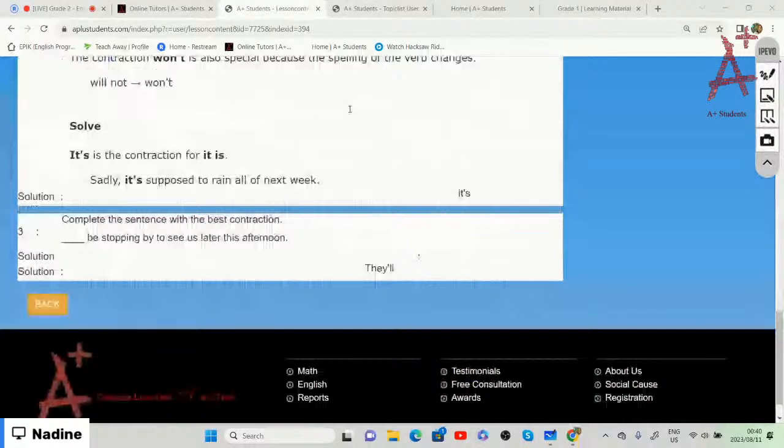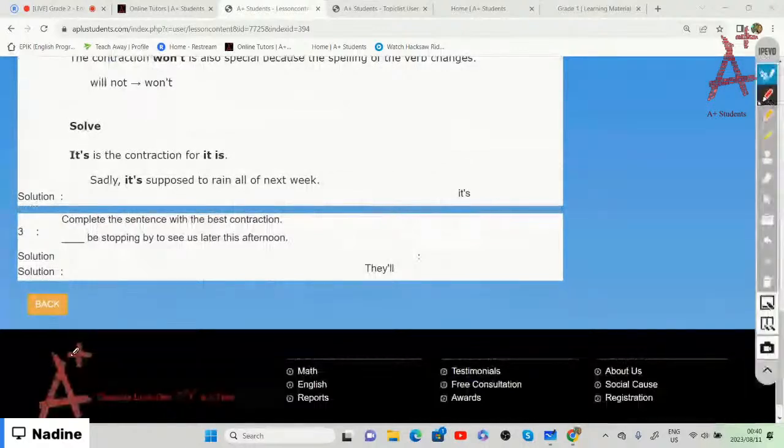And then, stopping by to see us later this afternoon. So then we can say, they'll be stopping by. See? So they'll. So they will, right? But we are not going to add the W and the I, and we put the LL. So they'll be stopping by to see us later this afternoon.